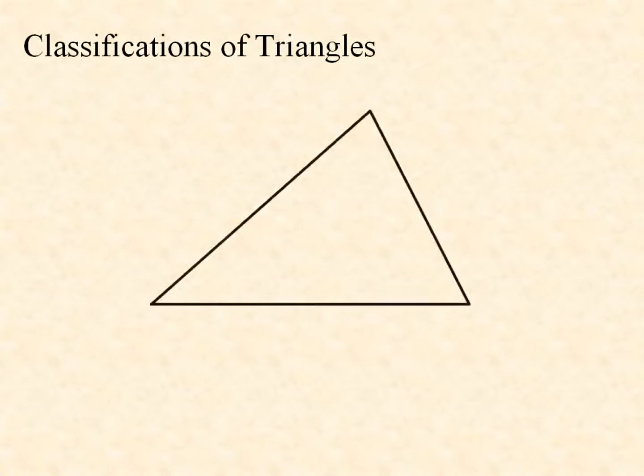The polygon with the fewest number of sides is the triangle. Triangles have 3 sides and 3 angles. The sum of the measures of the 3 angles in any triangle is 180 degrees.